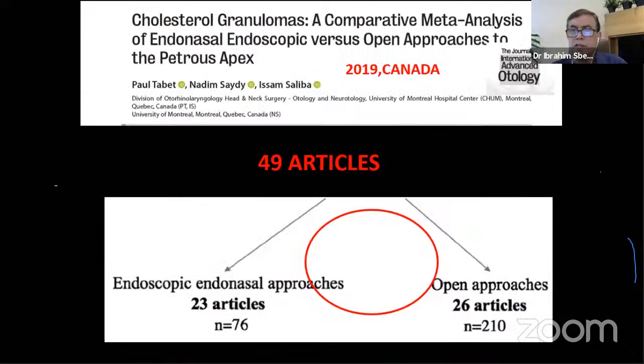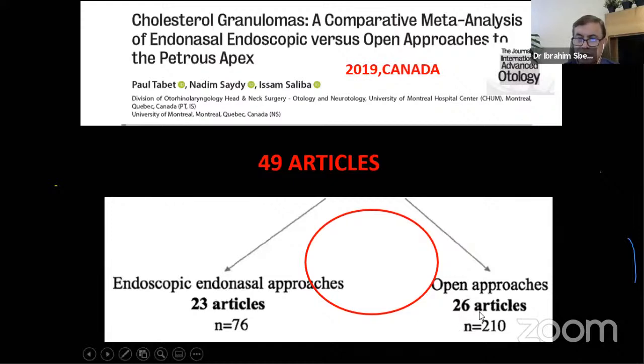I looked carefully in the literature and found this very recent paper, 2019, from Canada. Somebody attempted a meta-analysis comparing the endoscopic versus the open approaches to cholesterol granuloma. Very beautiful, detailed paper. They looked at 49 articles: 23 articles for endoscopy, 26 articles for open approaches.